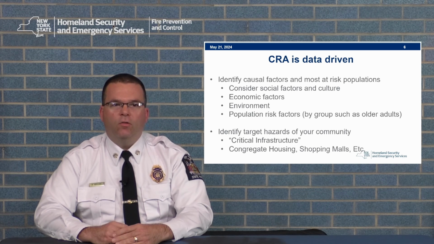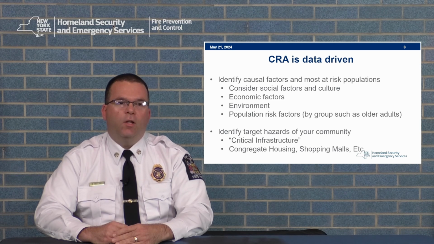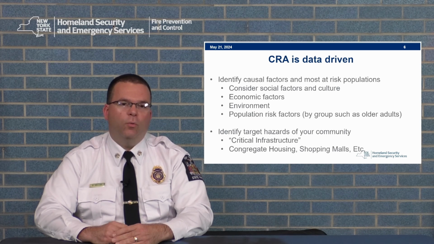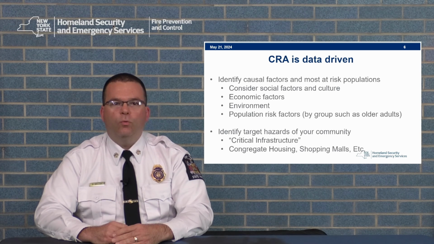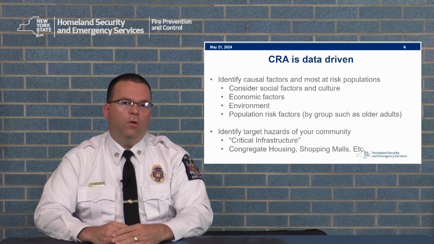What type of environment is out there as well? And the population risk factors by group. So for example, as we talk about in the fire prevention sector, our most vulnerable populations, such as young children, older adults, folks with disabilities, for example. Are there any of those causal factors that you can identify in your community or in specific portions of your communities? Another thing to look at is target hazards of your community, such as critical infrastructure.